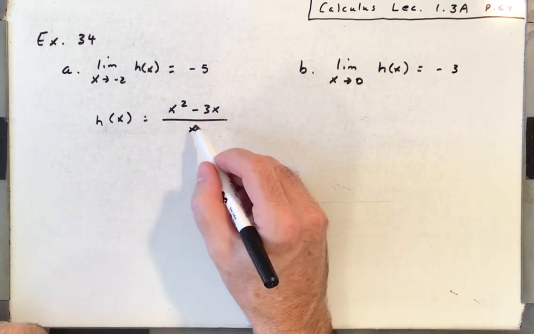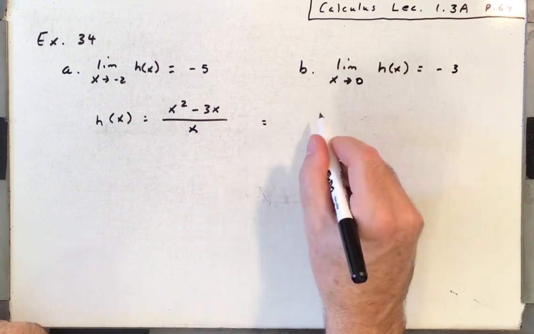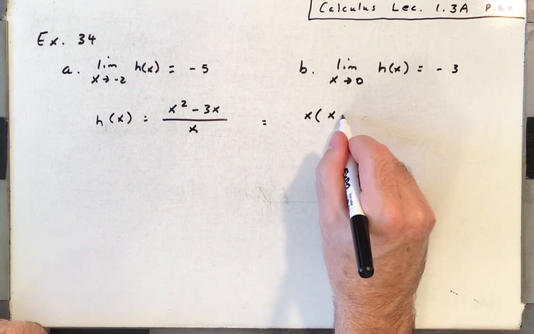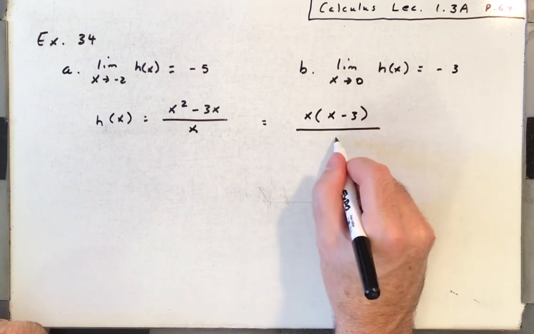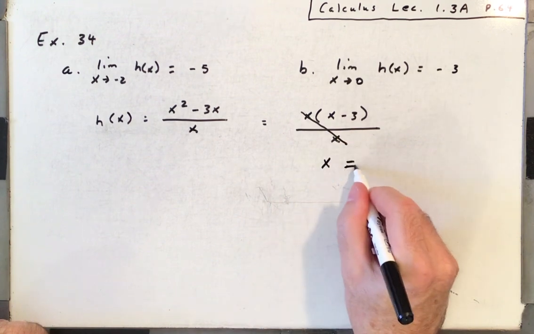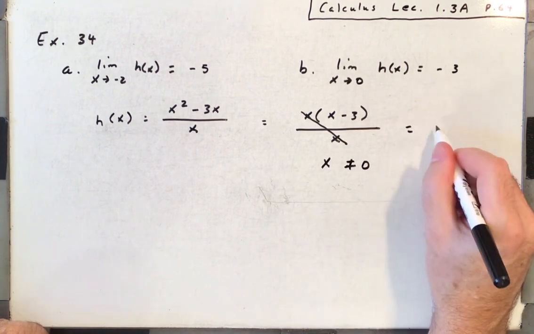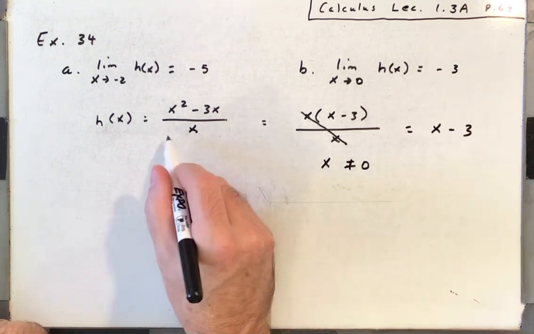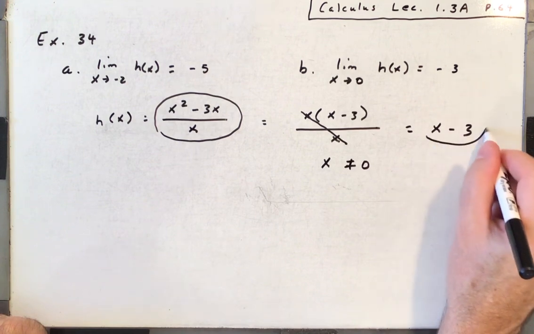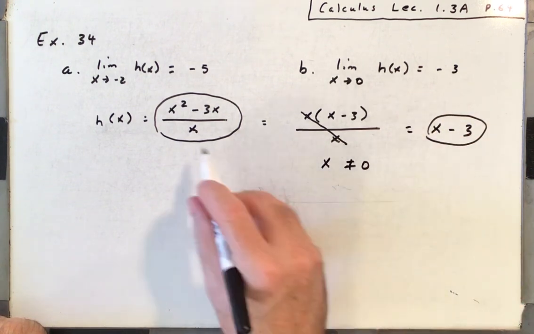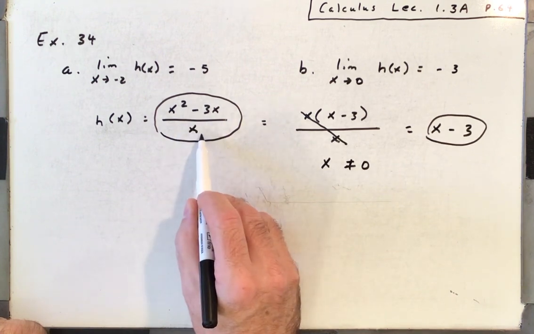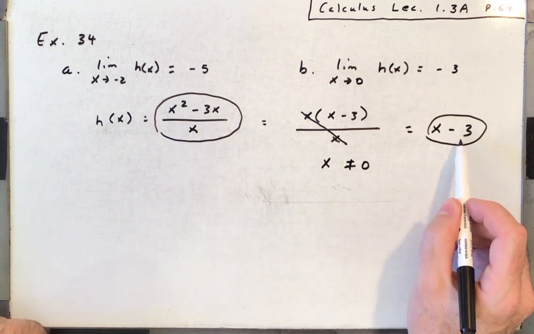Okay, so that's our function, but we could reduce this function. How about if we factor an x out of the top? So that'd be x minus 3 over x. And then we can cancel those x's as long as x does not equal 0. And that's x minus 3. So the 2 functions that agree at all but one point, and that one point is 0, they're not the same at 0, would be x squared minus 3x over x and x minus 3.